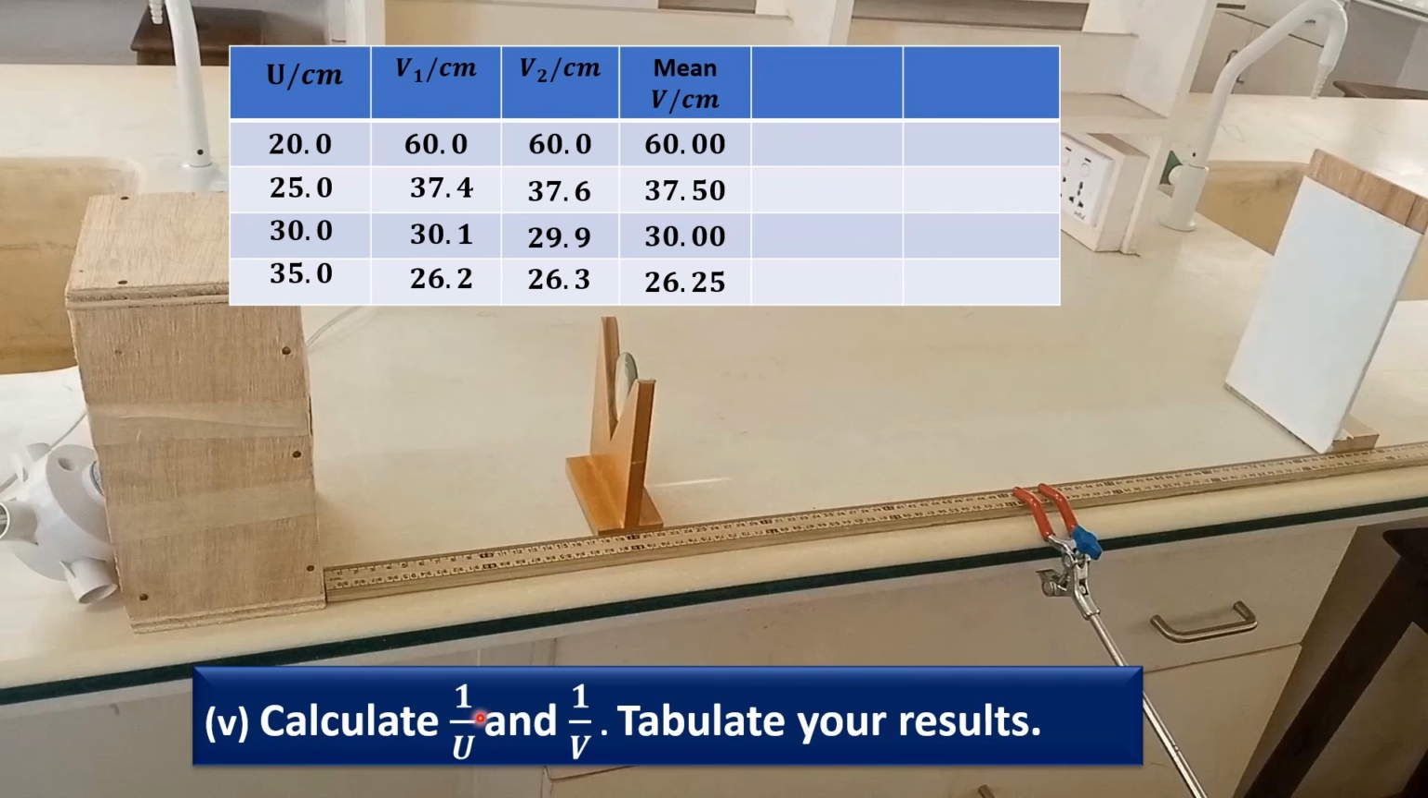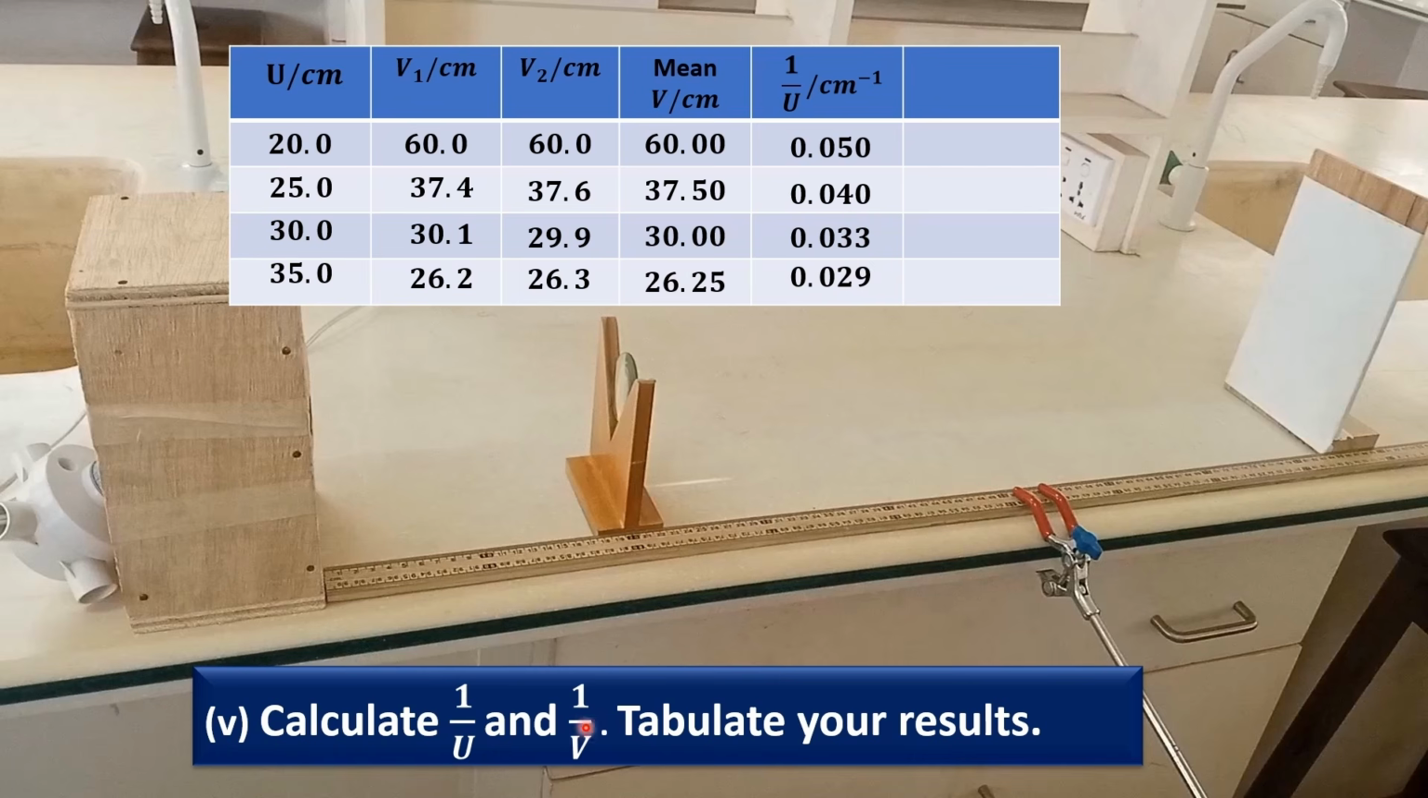We are going to calculate 1 divided by U and 1 divided by V, and then tabulate the results. So 1 over U, the unit will be per centimeters, since 1 divided by centimeters is centimeters exponent -1. So we pick the first value, 1 divided by 20. For the second value, 1 divided by 25, 1 divided by 30, and 1 divided by 35.